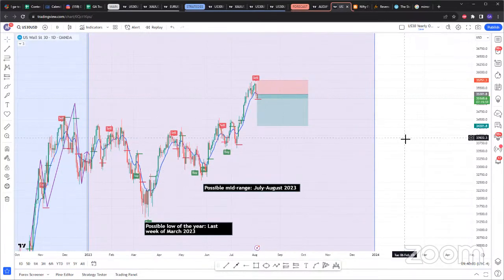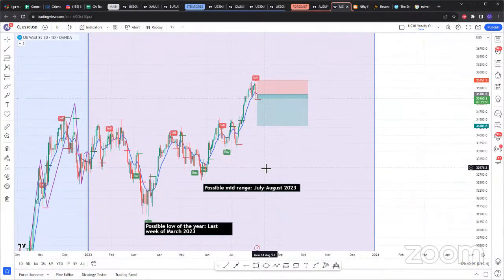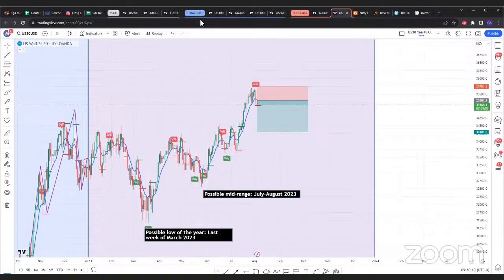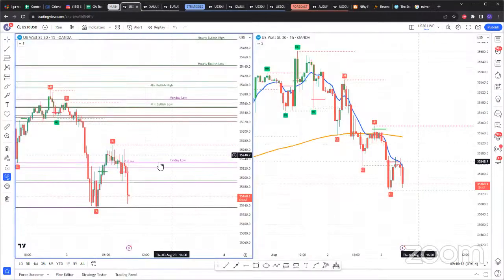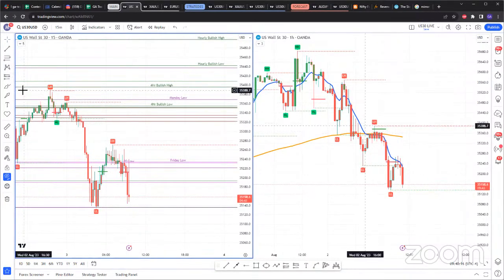But in any case, we are in bear territory for US 30. Also, we know that September and August are one of the worst months in the stock market. Did this close? This is going to be so far down. But this is the sell.